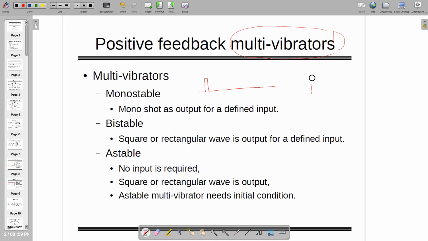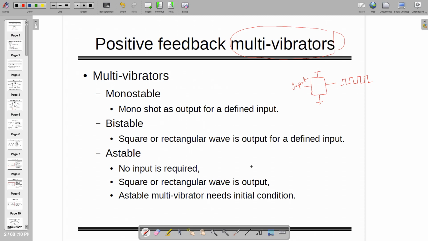So in that circuit, it might have VDD, ground, it might have some input also. And as an output, you're going to have this one. It's called monostable. But in the same place, circuit is similar, let's say, but the output is not like this, but it's a square wave. We are referring to this kind of circuit as bistable multivibrators, whose output is either square wave or rectangle wave for a defined input or anything.